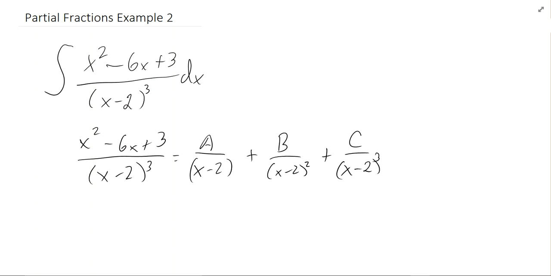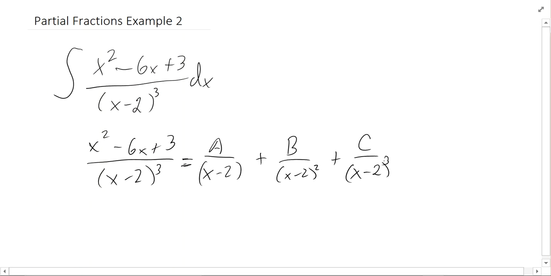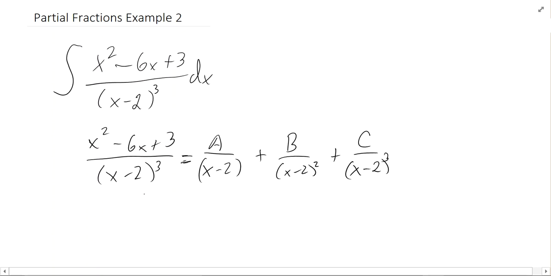The way we want to break this out, so that we get the proper number of partial fractions and everything works out so we can find values, is to do A over x minus 2 plus B over x minus 2 squared plus C over x minus 2 cubed. So we're going to get one piece for each factor down here. You've got to do the first, second, and third powers because it's the third power down there.